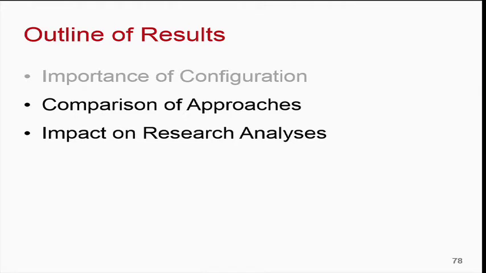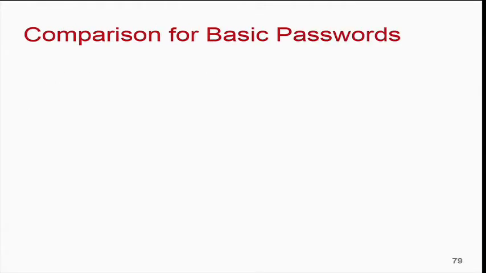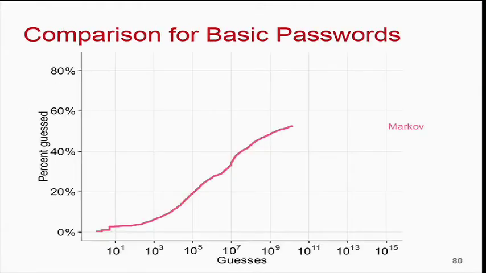Next, I'd like to walk through a comparison of approaches. First, I'll do this for the basic passwords. Here we have the basic passwords, and we'll start with Markov, which in its 10 billion guesses, 10 to the 10, guessed over 50% of the passwords. And now let's start pulling in the other approaches.